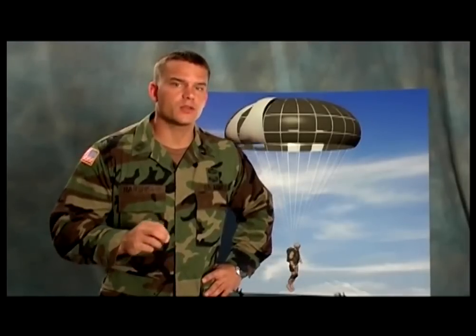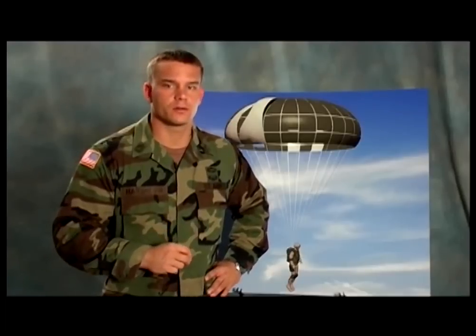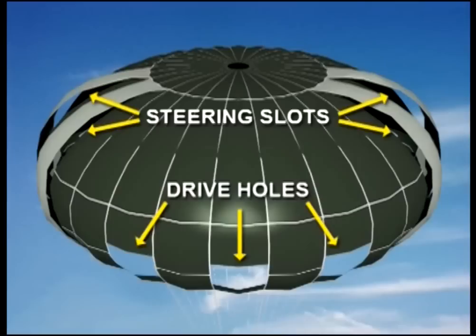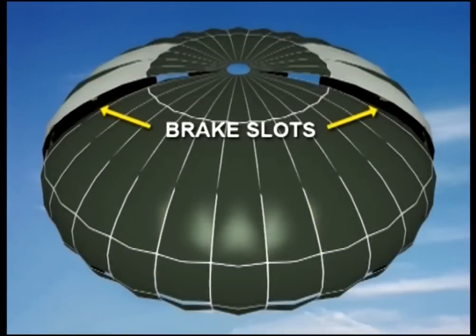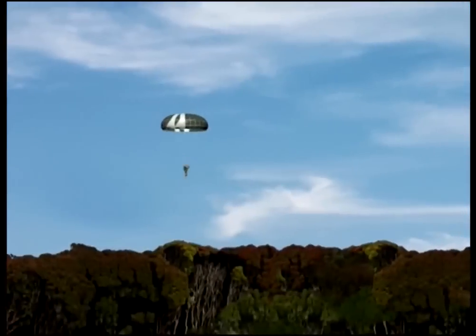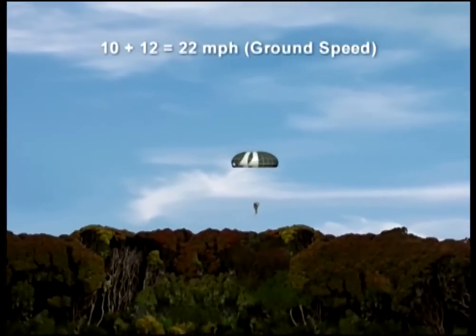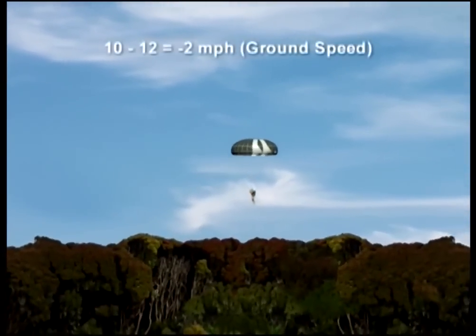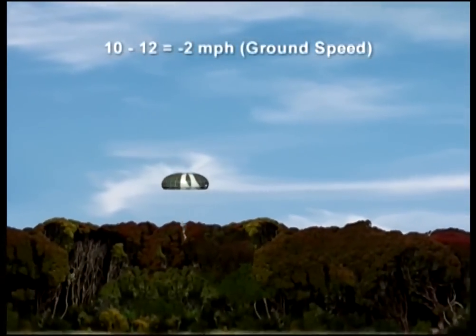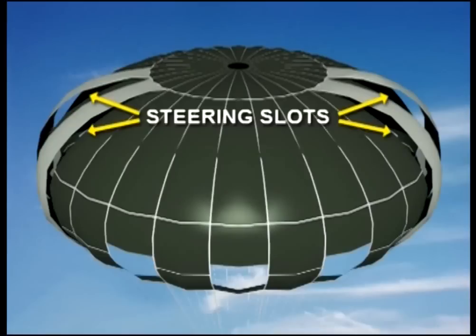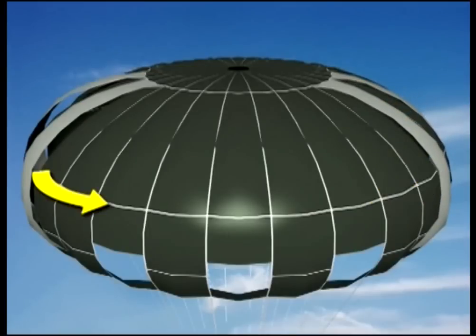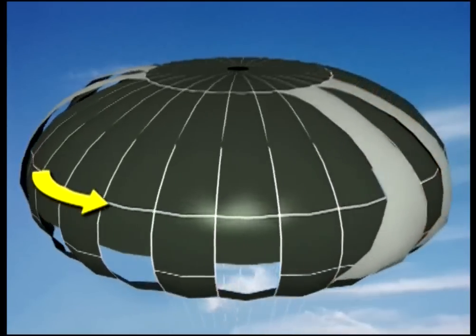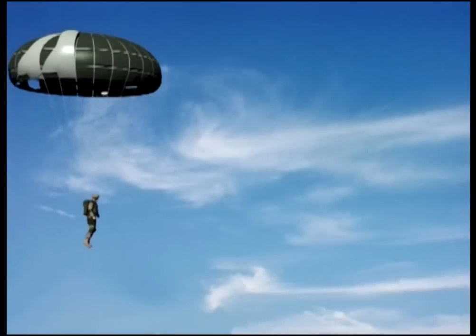Before we move on, let's review what we've learned so far. MC6 parachutes have steering slots, drive modifications, and braking modifications. The steering slots and drive modifications give the canopy forward speed. However, the ground speed of the canopy depends on which way it's faced in relationship to the wind. Steering lines are attached to steering slots. Pulling a steering toggle will cause the canopy to turn. Pulling both steering toggles at the same time is called braking.